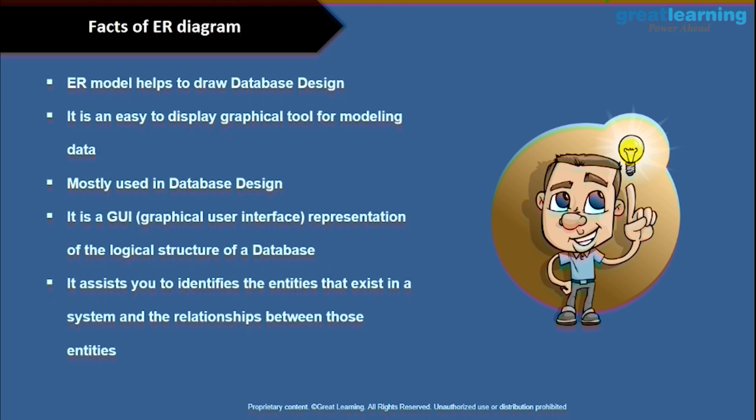Now we are going to talk about some facts of ER diagram. So what are those facts? Let's have a look at that. ER model helps to draw database design. Obviously, it will help you to draw your database. It will help you to manage your database and have a blueprint of your database, right? It is an easy to display graphical tool for modeling data, mostly used in database design. It is a GUI, graphical user interface representation of the logical structure of a database, right? It assists you to identify the entities that exist in a system and the relationship between those entities. So these are the facts we get to know about ER diagram, right?